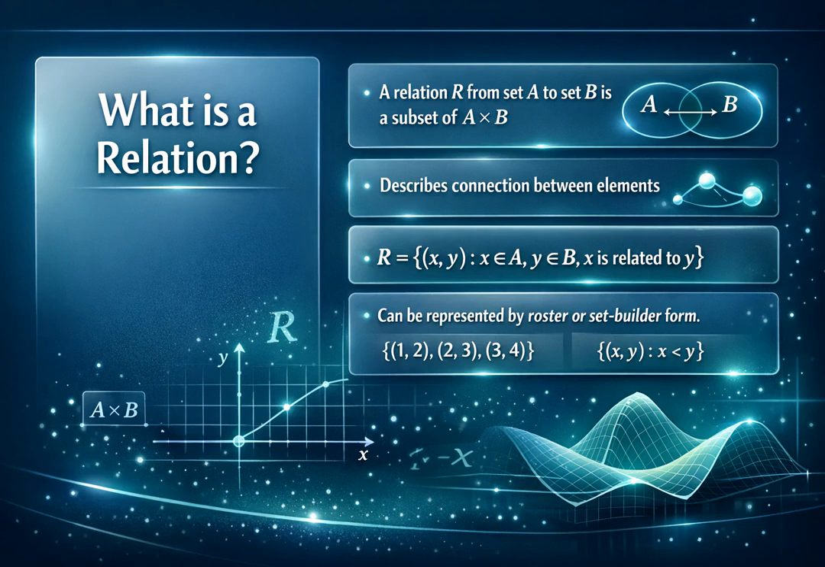Now let's understand what a relation is. A relation R from set A to set B is simply a subset of the Cartesian product A cross B. It describes a connection or relationship between elements. We can write it as R equals the set of ordered pairs (x, y), where x is in A, y is in B, and x is related to y in some specific way.